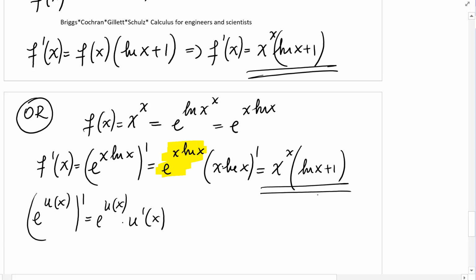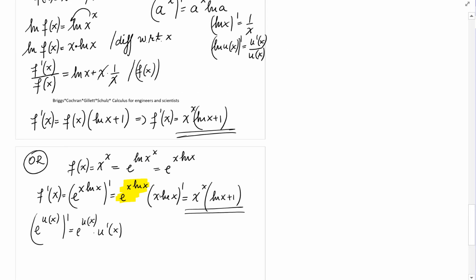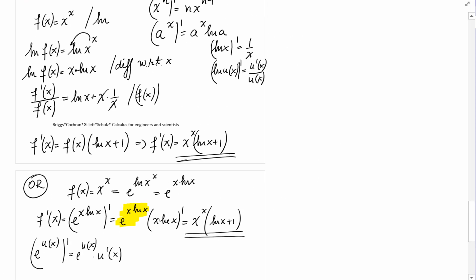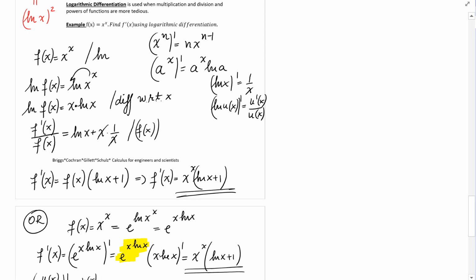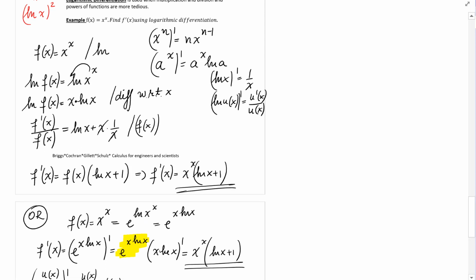We compare them, but we used different methods. So be very careful. Depending on what the problem says, you have to follow those directions. So if it just says differentiate this, then you can differentiate it with any form or method. But if it specifies differentiate using logarithmic differentiation, then you will have to use the first method that I used here. I hope this helps.